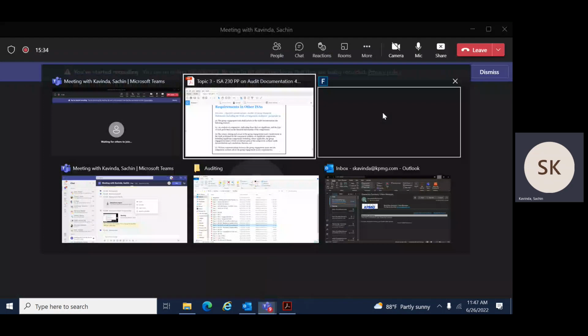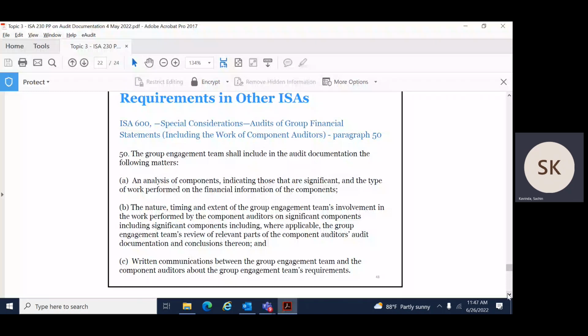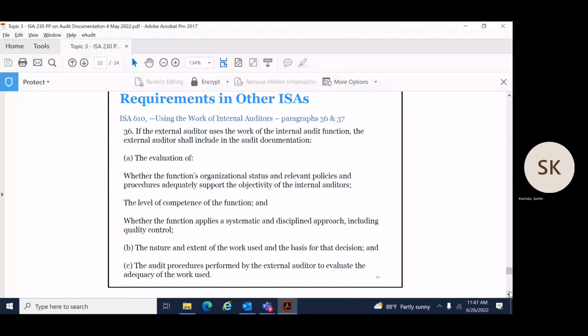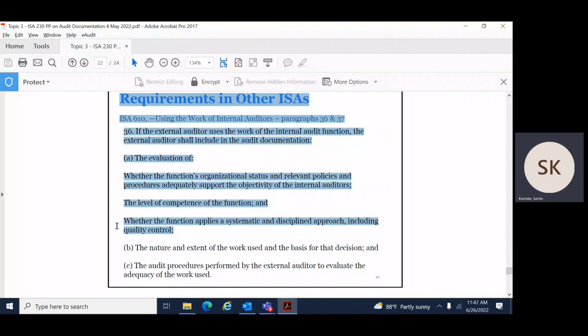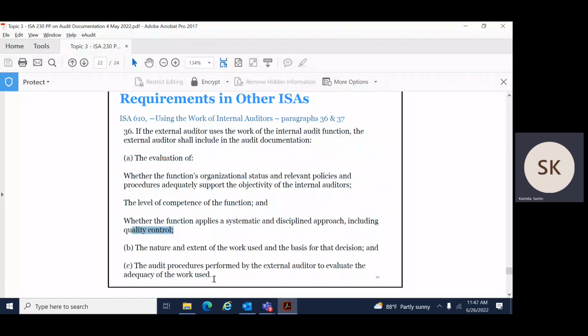ඊට පස්සේ ISA 610, using the work of internal auditors. If the external auditor uses the work of the internal audit function, the external auditor shall include in the audit documentation the evaluation of whether the function's organizational status and relevant policies and procedures adequately support the objectivity of the internal auditors, the level of competence of the function, and whether the function applies a systematic and disciplined approach, including quality control. The nature and extent of the work used and the basis for that decision, and the audit procedures performed by the external auditor to evaluate the adequacy of the work used.